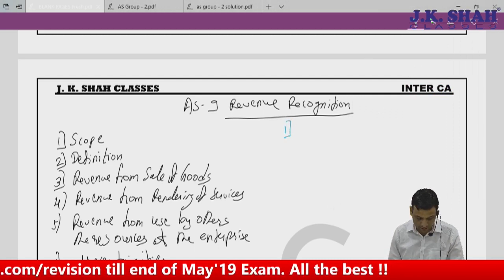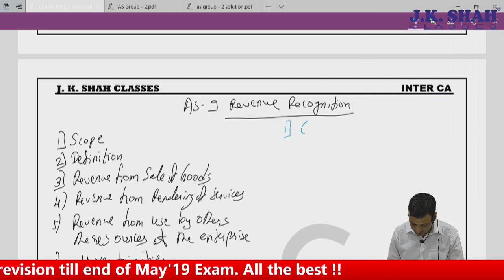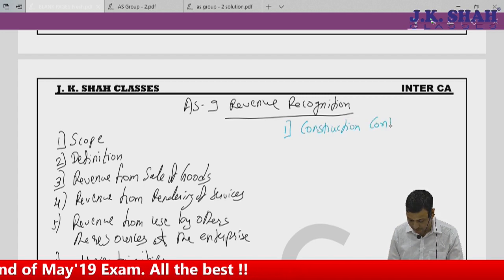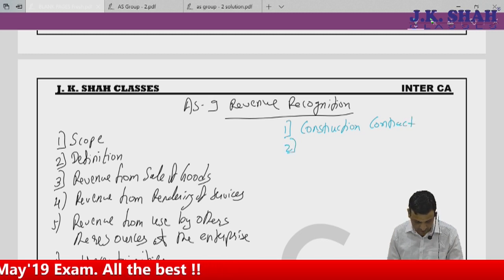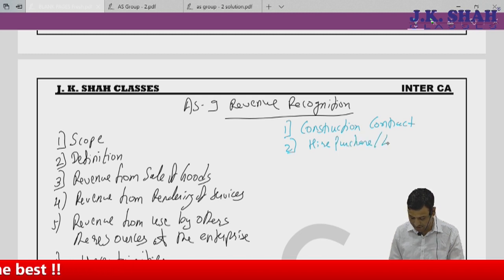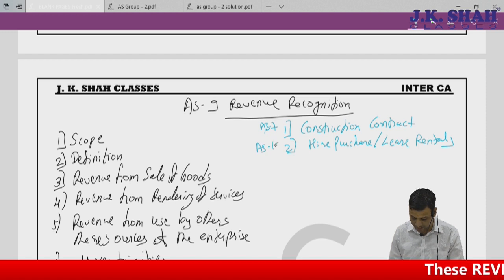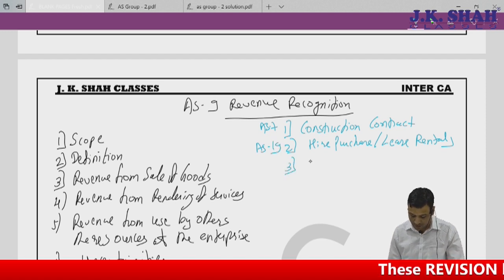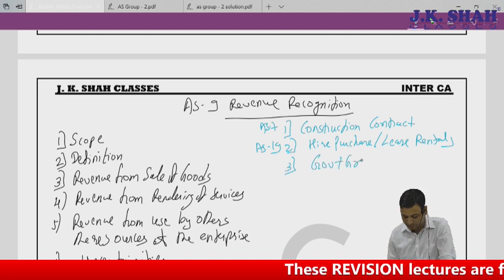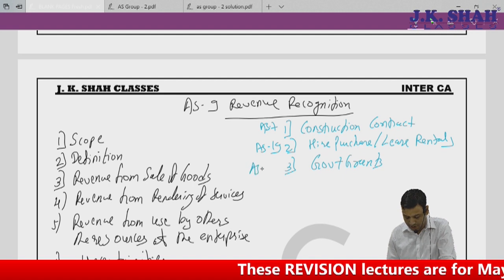This standard does not apply to, number one, construction contracts, means revenue from construction contracts. Then revenue from hire purchase and lease rentals. For construction contracts we had AS7. For this we have AS19. The third, government grants. Revenue from government grants. This we have already learned under AS12.